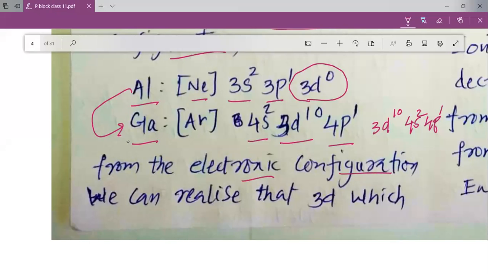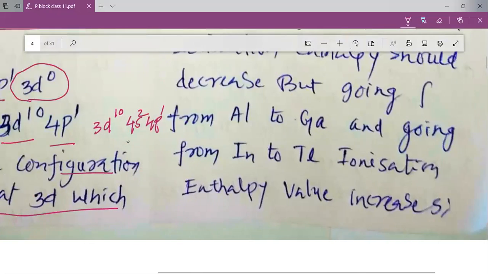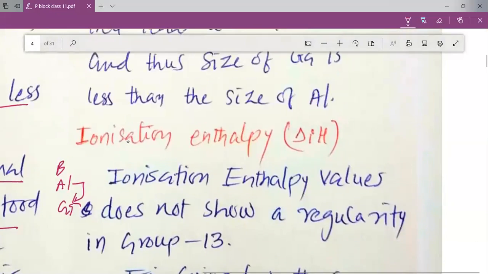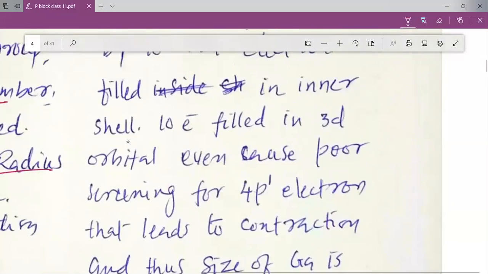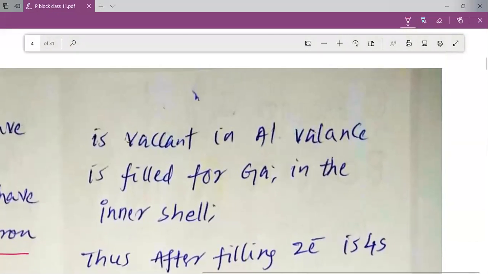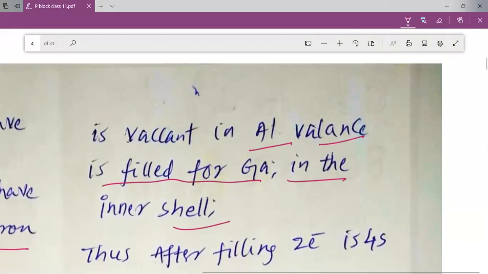So from the electronic configuration, we can realize that 3d is an orbital which is present in the inner shell, my dear students. When we look into the electronic configuration, we can easily realize that 3d is vacant in aluminium valence and is filled for gallium in the inner shell.